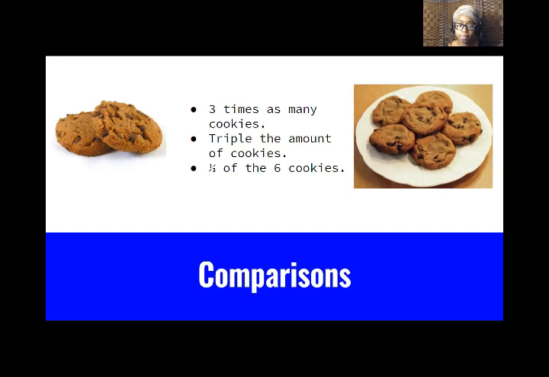All right, triple the amount of cookies. So we took the 2 and we tripled the amount of cookies and got 6. Or we can say that the plate of 6 cookies is triple the amount of cookies that we had. Okay, and then 1/3 of the cookies. So the 2 cookies is 1/3 of the 6 cookies on the plate. That's how you can apply these comparison phrases to these cookies using multiplication.